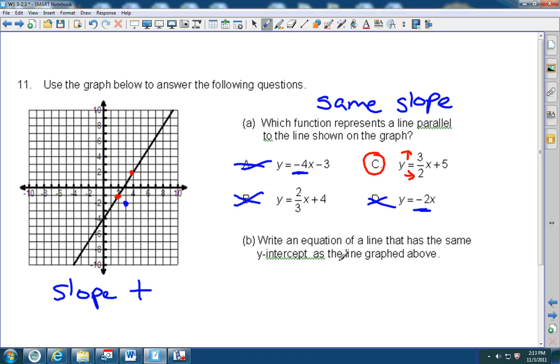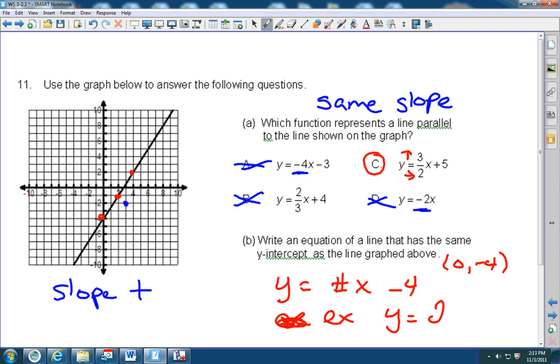Now it says write an equation of the line that has the same y-intercept. The y-intercept is (0, -4). So I can write y equals any number times x and -4. So for example, I should just write, example, y equals 2x minus 4. As long as your y-intercept is -4, that's what it's asking you for here.